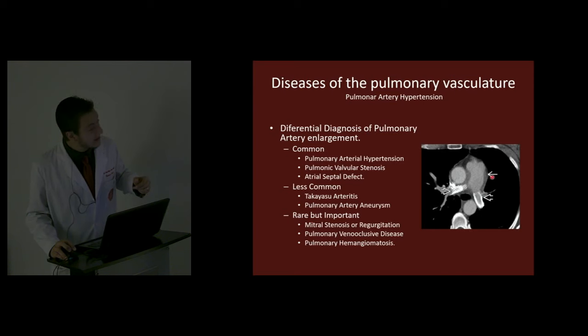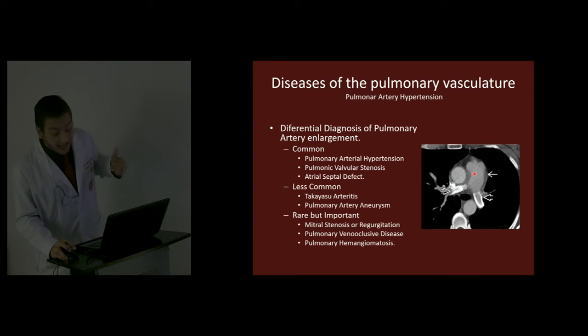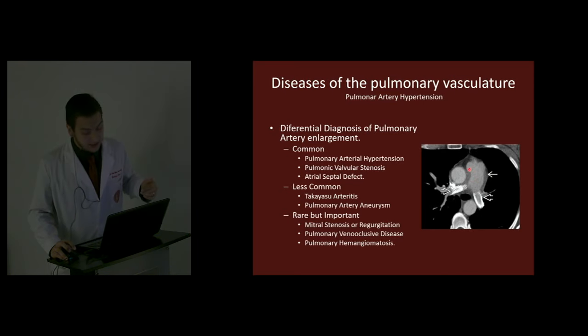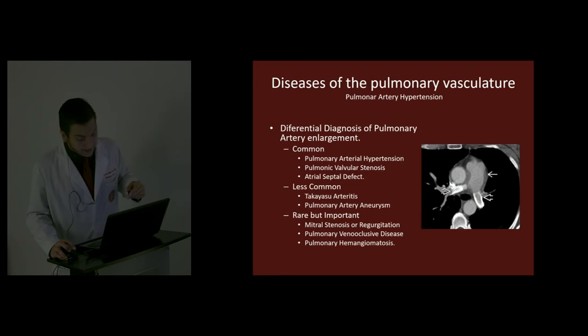This is an example of a patient that had Takayasu disease, and it shows an enlarged pulmonary trunk and some stents used because of the acquired stenosis of the pulmonary arteries that was caused by the disease.